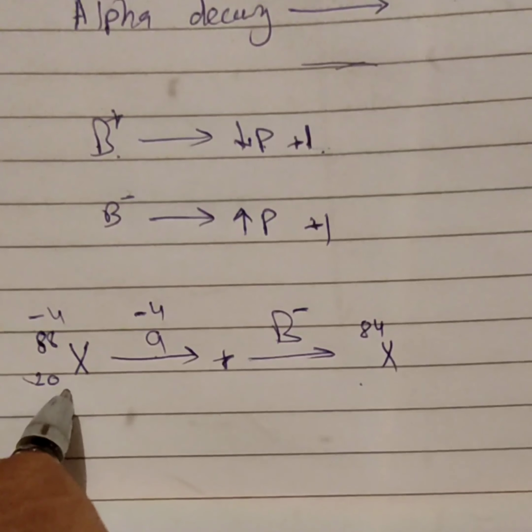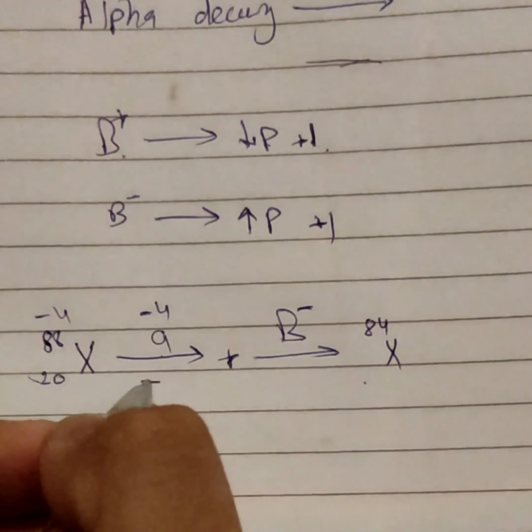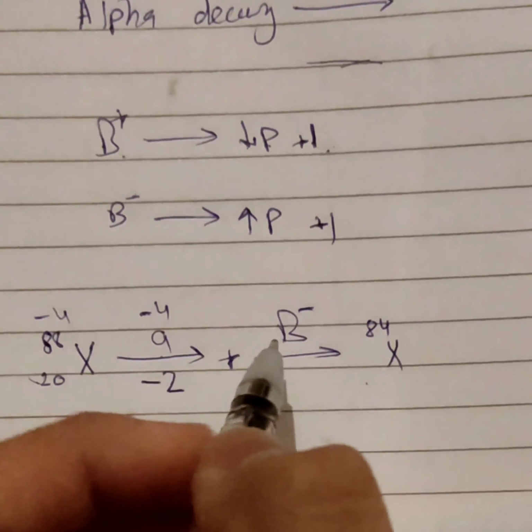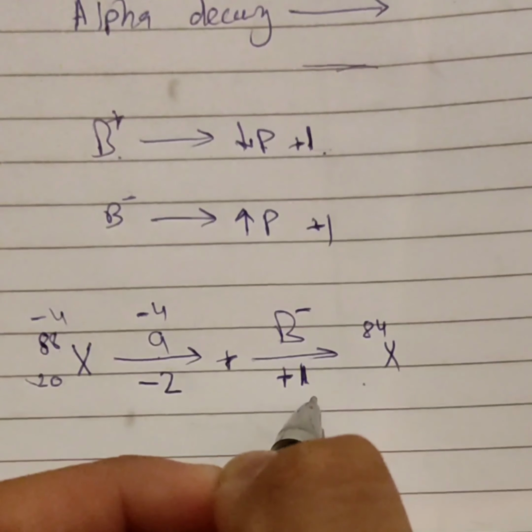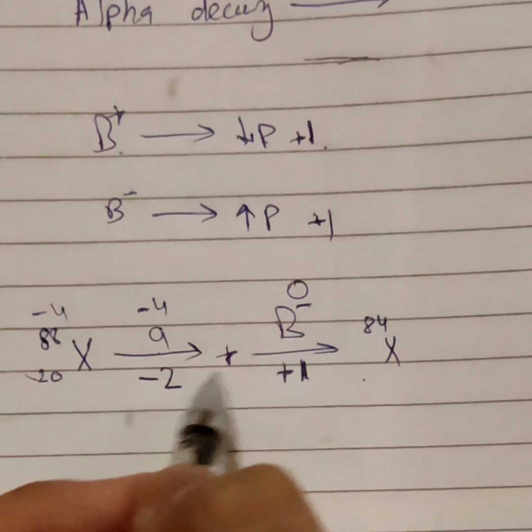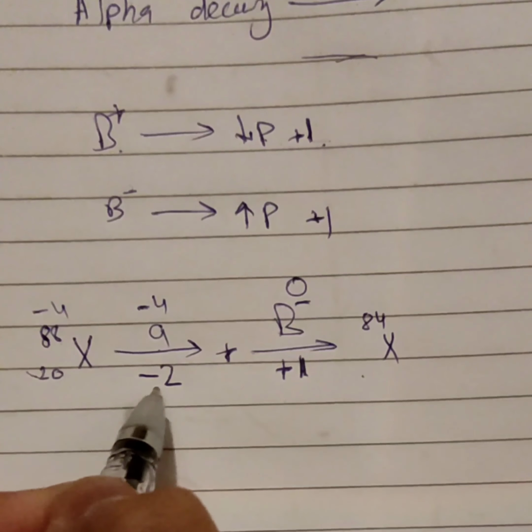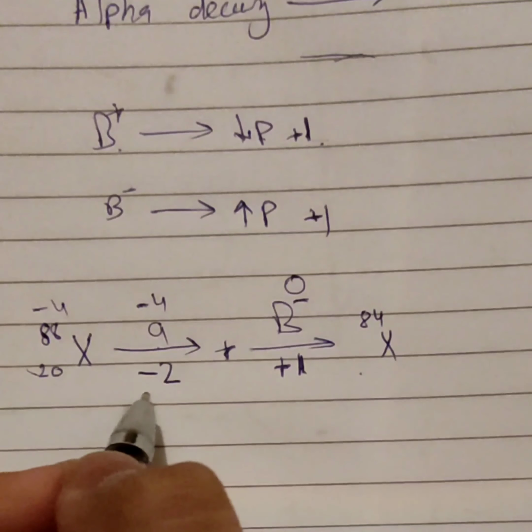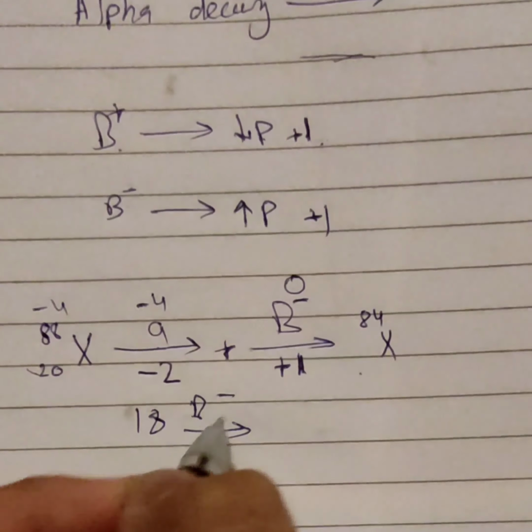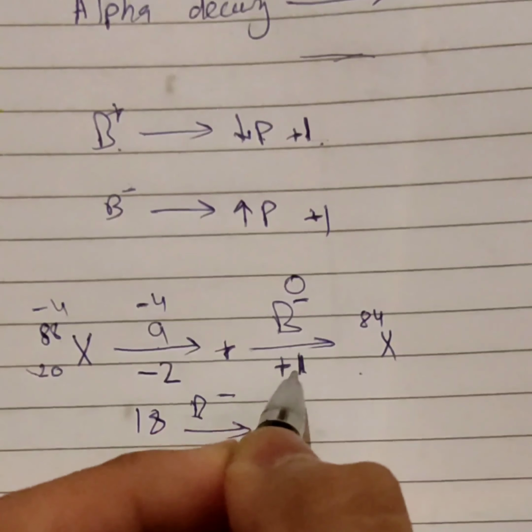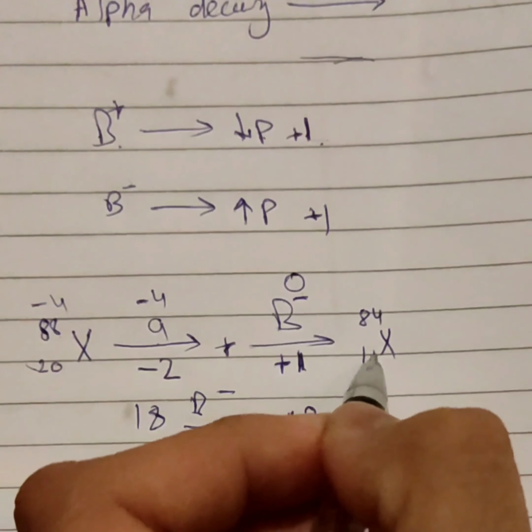And for the proton number, first it undergoes alpha decay, so the proton number will decrease by 2. And as I said, in beta negative, the proton number will increase by 1. The mass will stay the same. So first 20 undergoes alpha, and the proton number decreases by 2, so it's 18 here. Then it undergoes beta negative. In beta negative, the proton number increases by 1, and this becomes 19. So the final proton number would be 19.